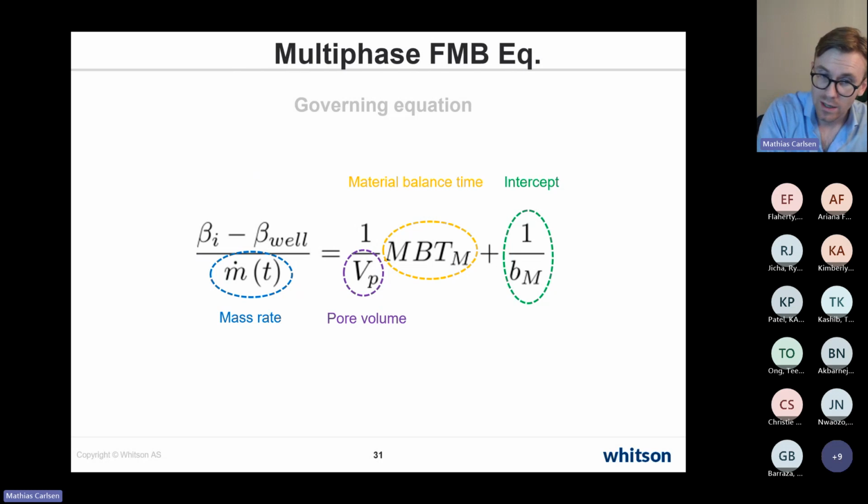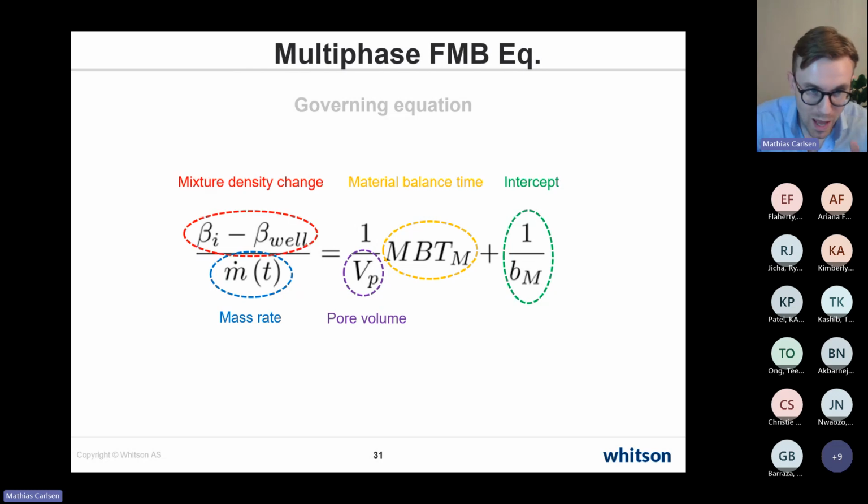Density we get from PVT, and we then convert that into a mass rate over time. So far, so good. But then we have this thing here, which can be a little bit abstract at first. It's called mixture density change. So it's just the mixture density at the initial conditions versus whatever it is at the wellbore. Kind of the same as when you do PI minus PWF if you do RTA.